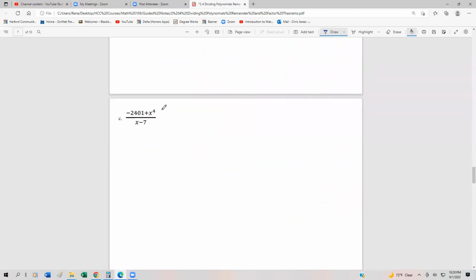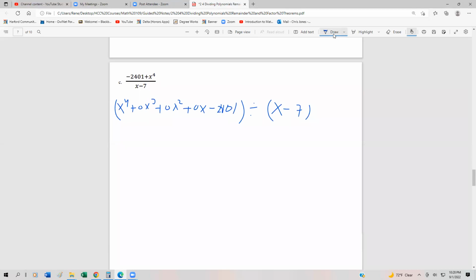A few more examples, okay? This is one that we already saw before, right? And so we're going to have to fill in some zeros here again. Now, another way to think about this is x to the fourth plus 0x cubed plus 0x squared plus 0x minus 2401. And we're going to divide that by x minus 7. And so when we set this up using synthetic division, the 7 is going to go on the outside, and then we have 1, 0, 0, 0, and then negative 2401. And we're going to use the exact same process that we just did.